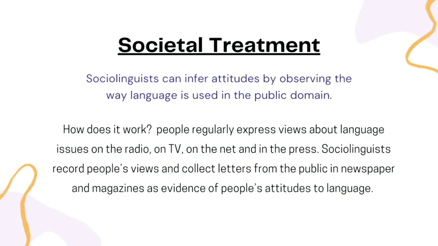And how does this method work? So, people regularly express views about language use on the radio, TV, net, and in the press. Sociolinguists record people's views and collect letters from the public in newspapers and magazines as evidence of people's attitudes to language. They provide one kind of evidence about attitudes to language. Then they can provide useful clues to language changes in progress and suggest areas for further study.